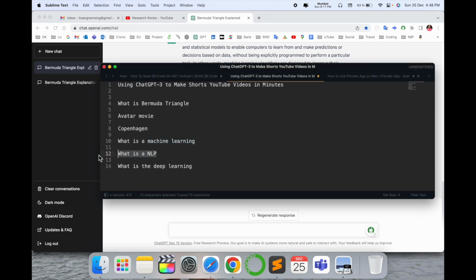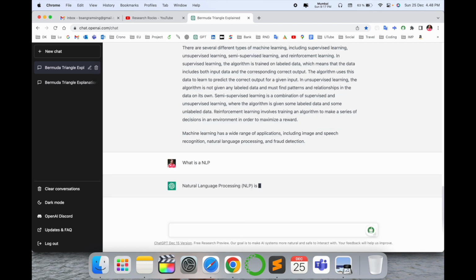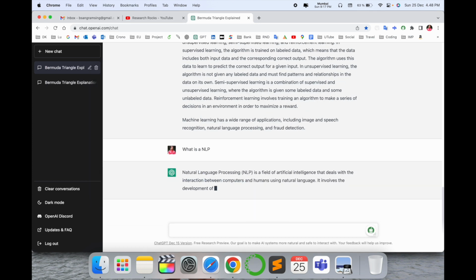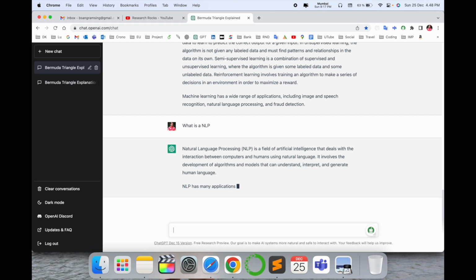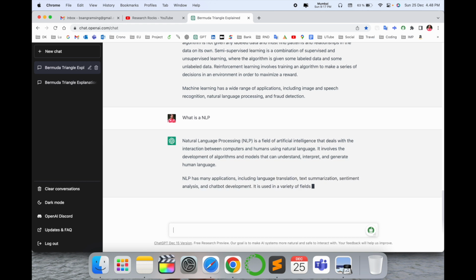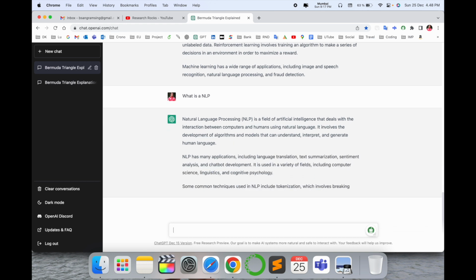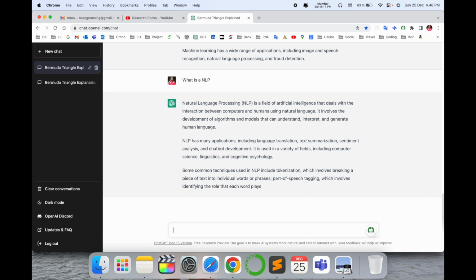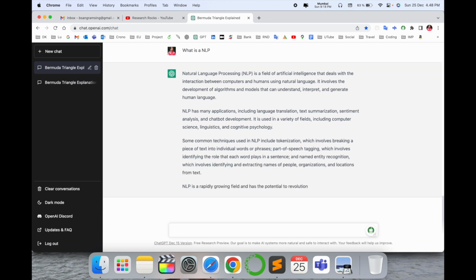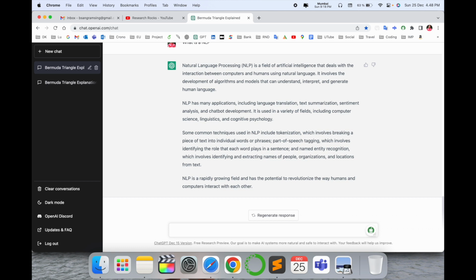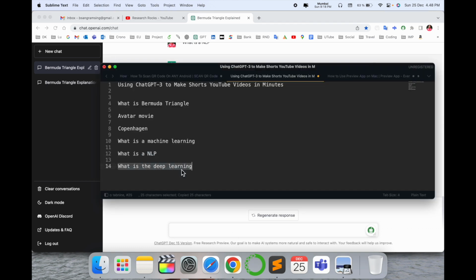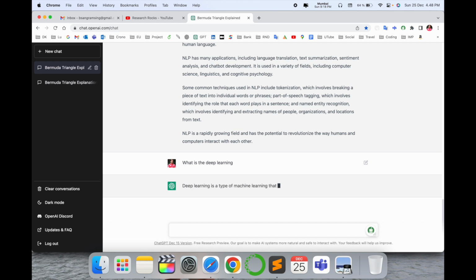And we can see here, what is NLP. So we can receive NLP related information also. I just asked here, what is NLP. I'm not asking what is natural language processing, but it is a field of artificial intelligence that deals with text data, understands, interprets and generates human language, like this. And the last question comes here: what is deep learning? So we can ask here what is deep learning.